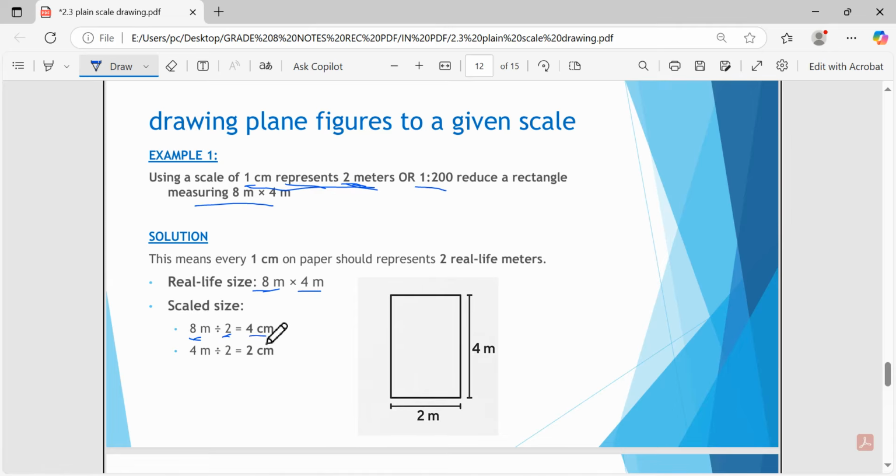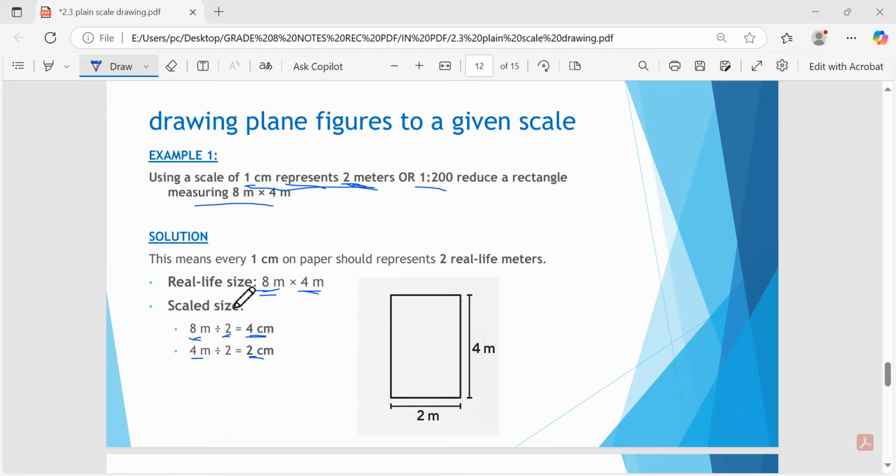That 4 centimeters will represent the 8 meters, and then 4 divided by 2, 2 centimeters should represent the 4. Again, 4 centimeters will represent the 8 meters, 2 centimeters will represent the 4 meters. So when I reduce this, I'll just say this is 4 by 2. Again, this should be in centimeters, not in meters. It should be in centimeters. So sorry for this again.